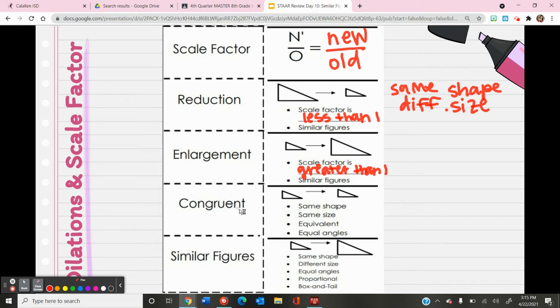Then you have congruent. So here I have two triangles. They are the same size, they're the same shape, they are equivalent, and they have all equal angles. And then I have, lastly, similar figures. So here I have two of the same shape, however, they're different sizes, but they have equal angles and they're proportional. So I can use box and tail, for instance, if I had a missing side, to find the missing side. So that being said, this is everything you should have written on your foldable.